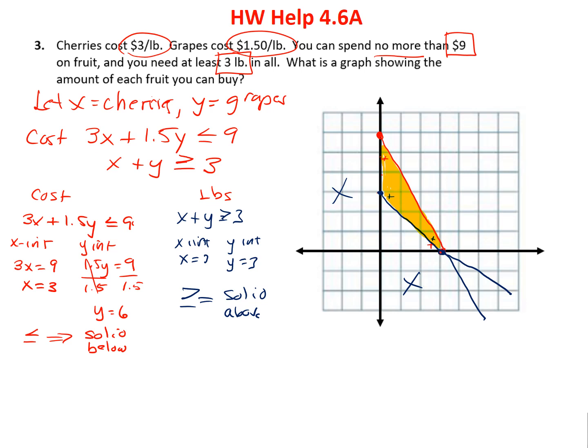Notice that to graph it properly, I need to note that this is the cherries down here, and this is the grapes up here. And so there's our graph. Anything that's either on the red line or the blue line or in between them would be a solution that I could use that would keep me under $9, but 3 pounds or more in fruit.